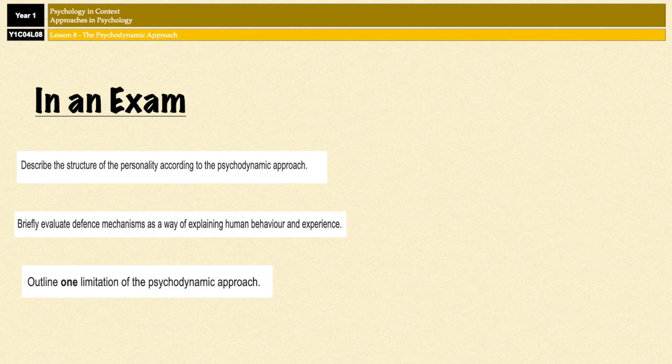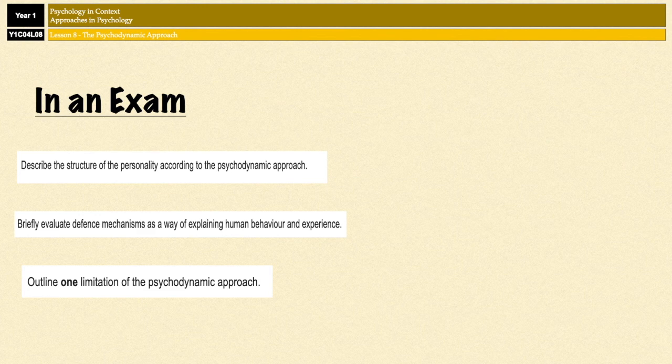Outline one limitation of the psychodynamic approach. Again, you've got two to choose from. You can use your falsification evaluation point, or you could reword the counterpoint a little bit and use that instead. It all kind of depends on how many marks it's worth. And these three questions could come up for somewhere between 2 and 6 marks, potentially. So describe the structure of personality is likely to be 4 or 6. The one limitation of the psychodynamic approach could be anywhere between 2 and 4, and briefly evaluate defense mechanisms could also be anywhere between 2 and 4. Okay, so that's kind of one way in which you could get it.